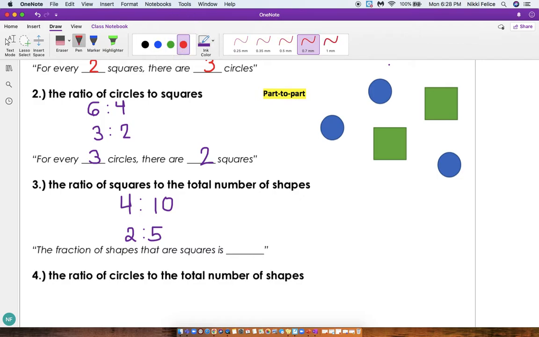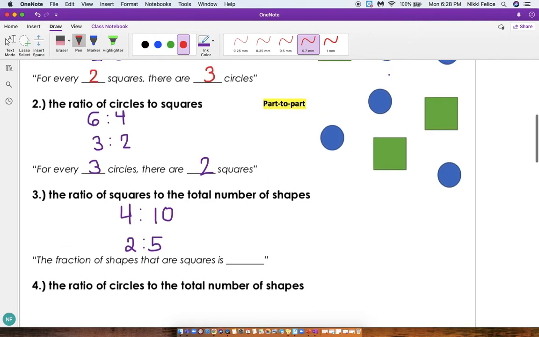The fraction of shapes that are squares. Well, we know there are 4 squares out of 10 shapes in total. So the fraction of squares is 4/10. However, we know that we can simplify this to 2/5. So the fraction of shapes that are squares is 2/5. 2/5 of all of these shapes are squares.